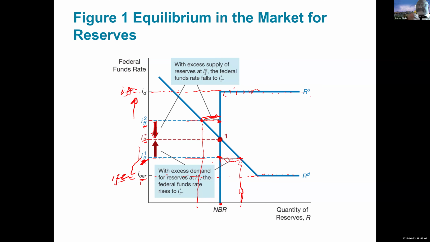Anytime you have a shortage of something in the marketplace, that shortage is going to force the market price to rise back to equilibrium. But the price here is the what? The federal funds rate. So that's how you can explain the market for reserves.